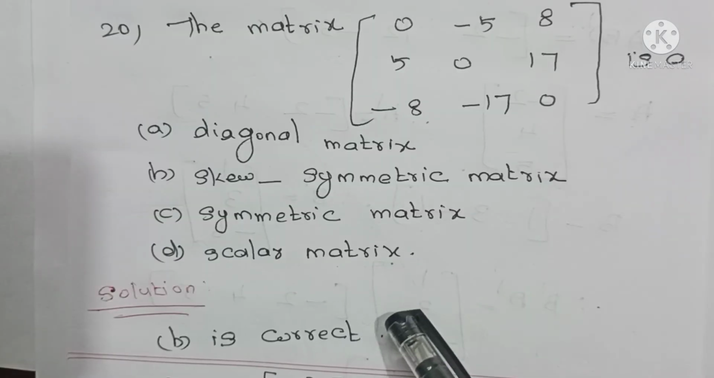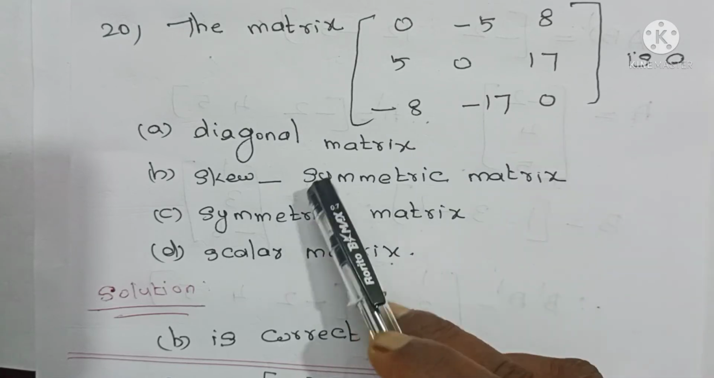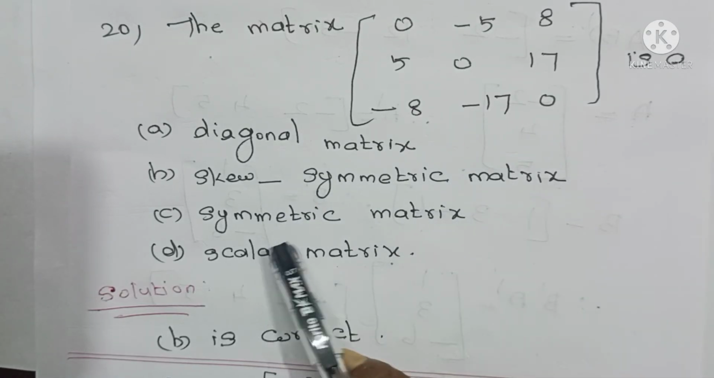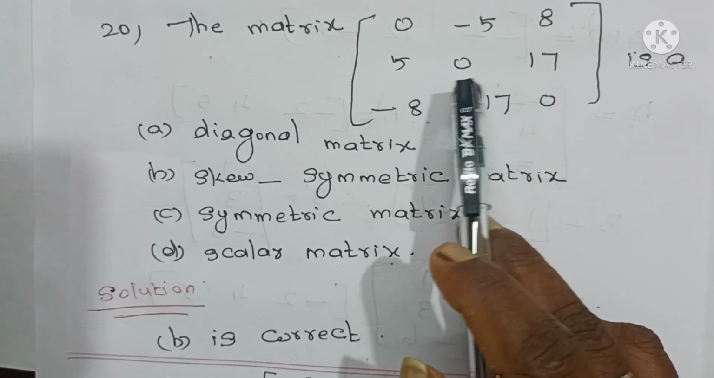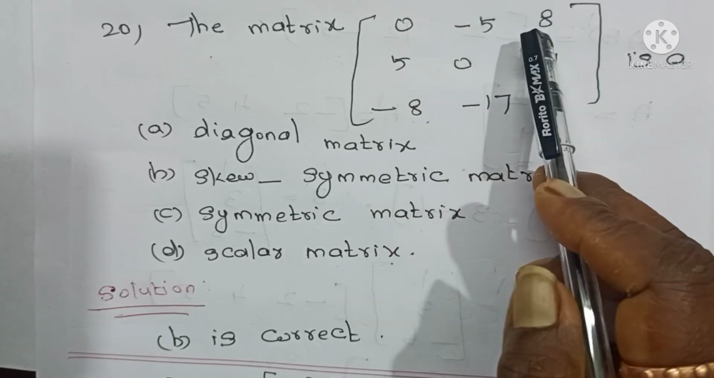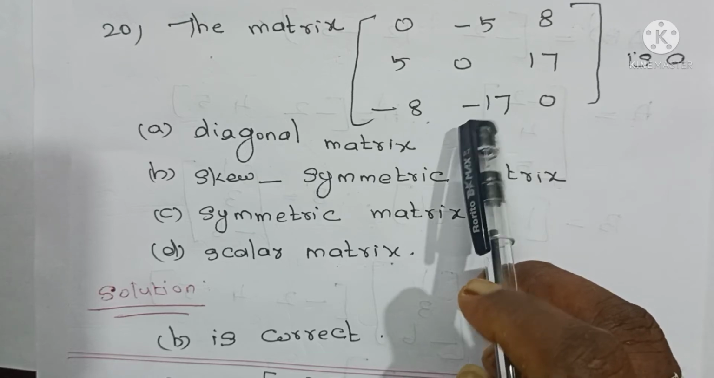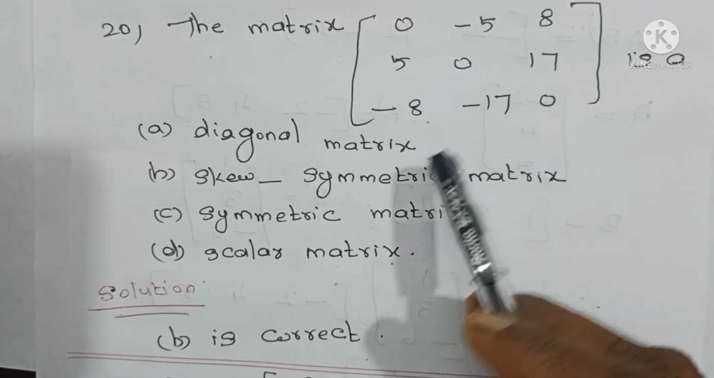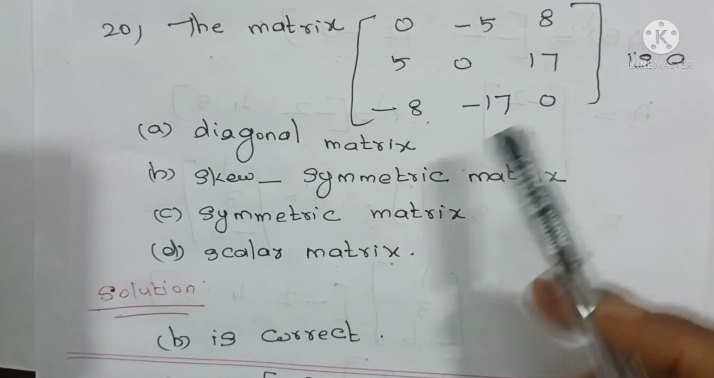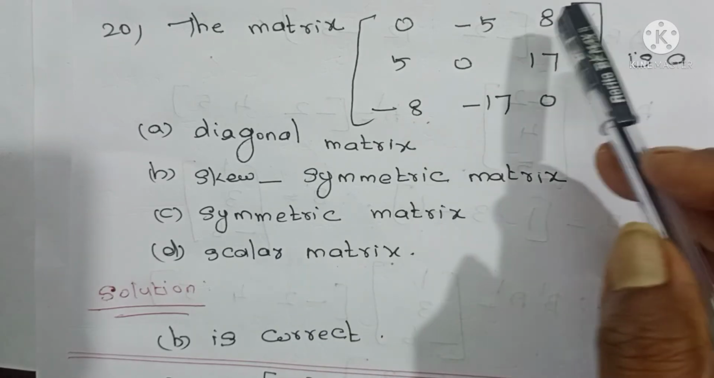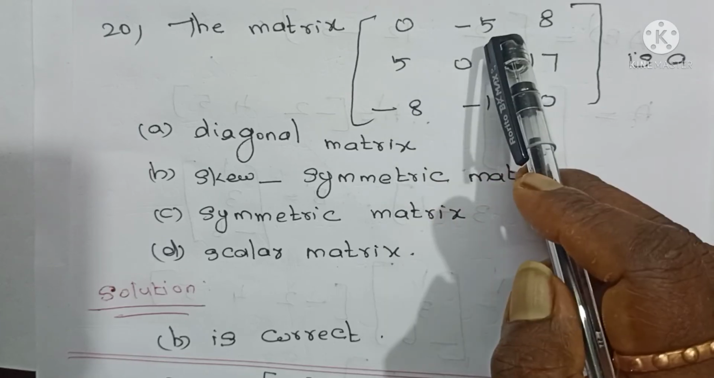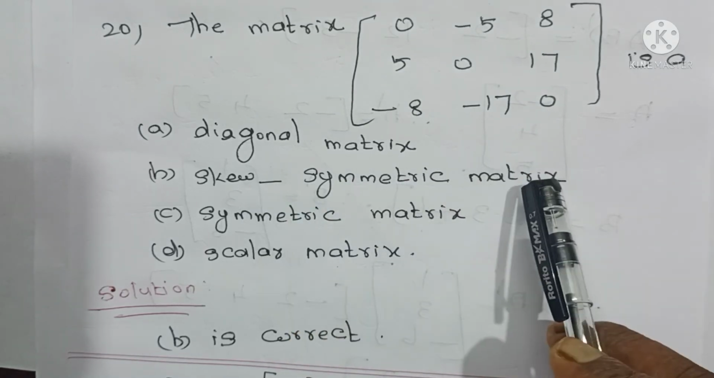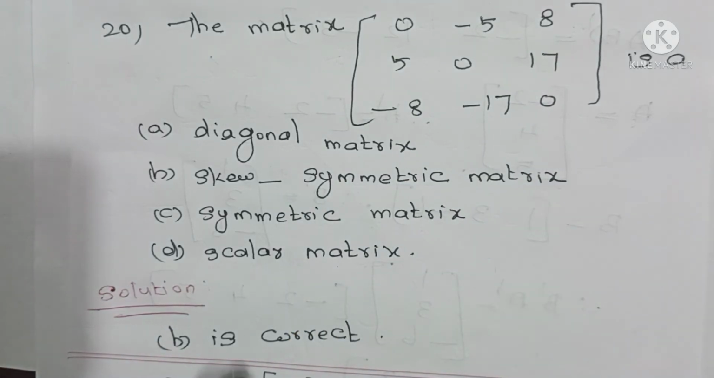Next move on to 20th question. The matrix, this one is a diagonal matrix, skew symmetric or symmetric scalar matrix. Here just look at these numbers. Here 5, minus 5. Here 8, minus 8. Here minus 17, like 17. If the same numbers are there, that is symmetric. Here the numbers are not changing, the signs are changing. So it is a skew symmetric matrix only. So option B is correct.